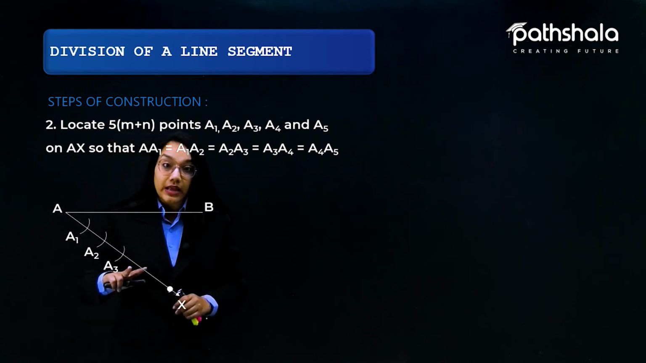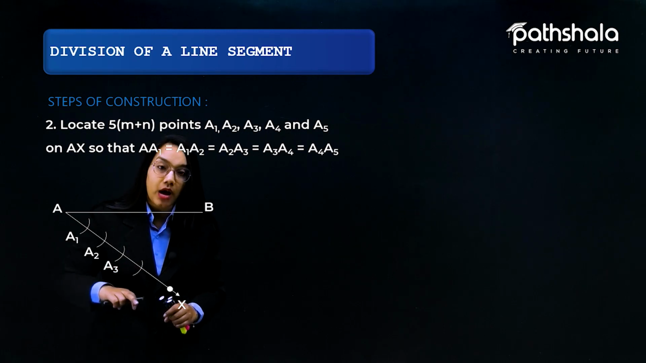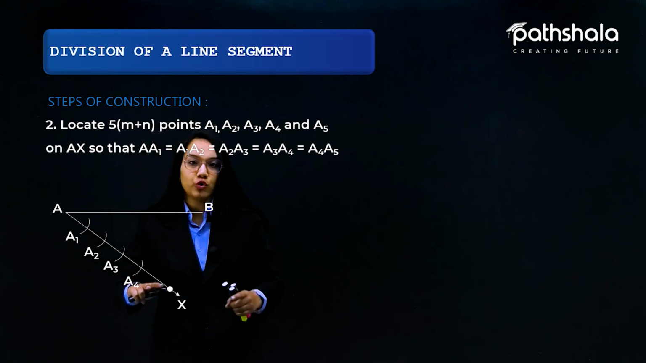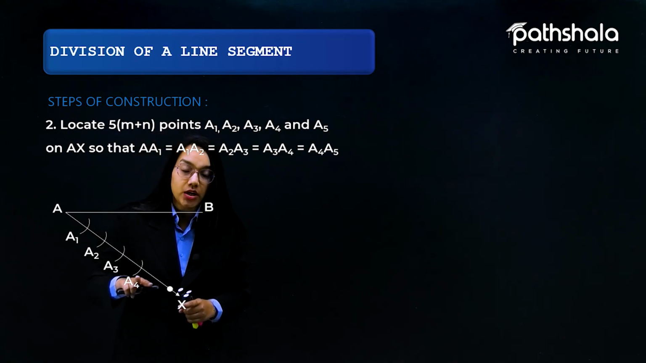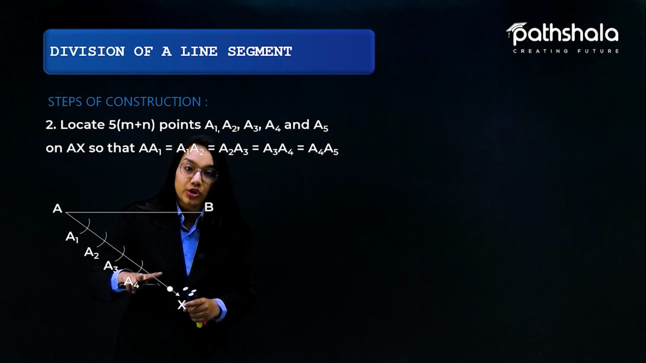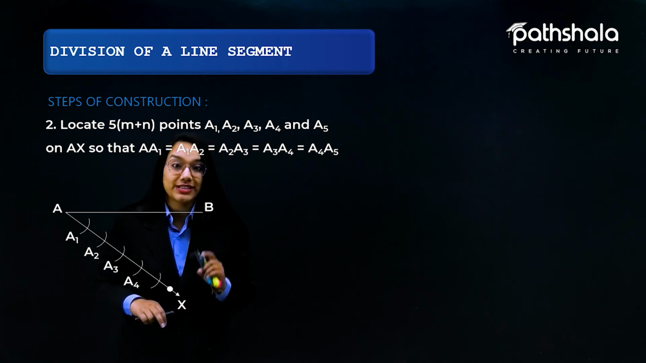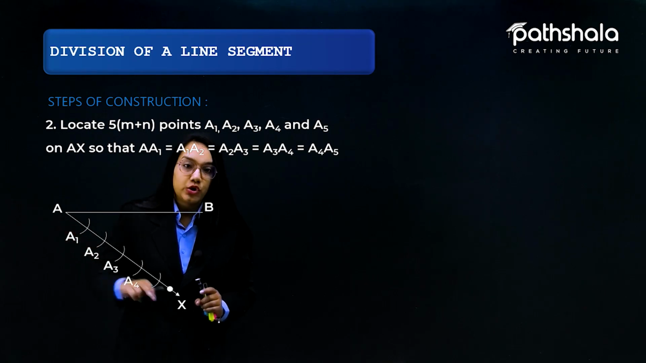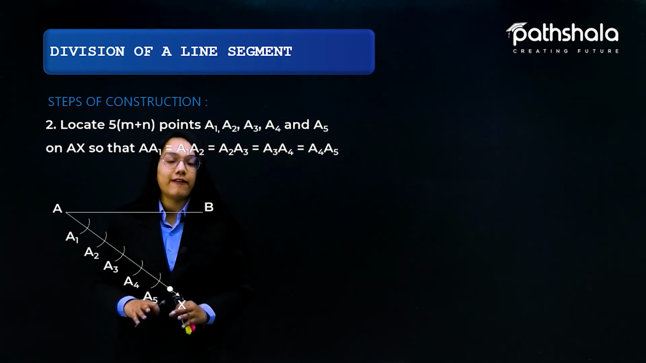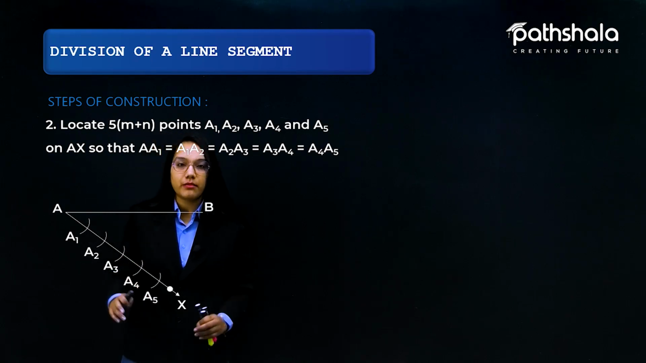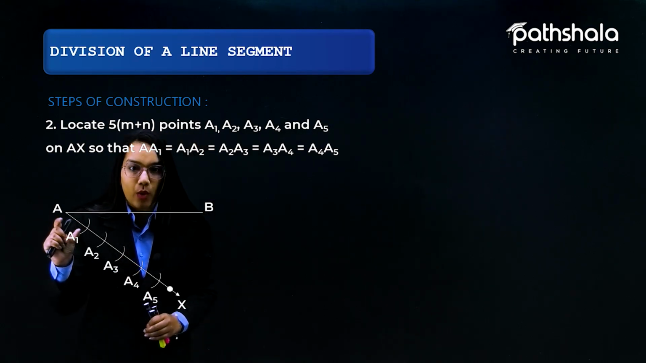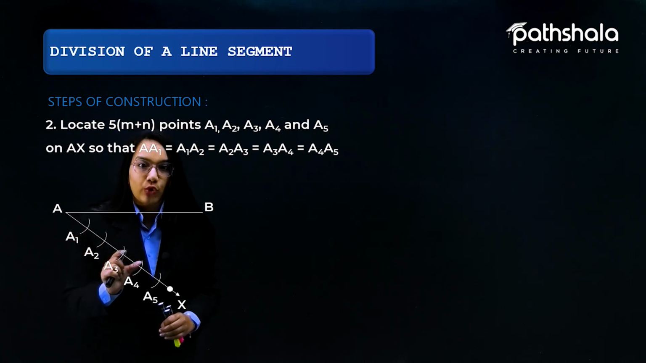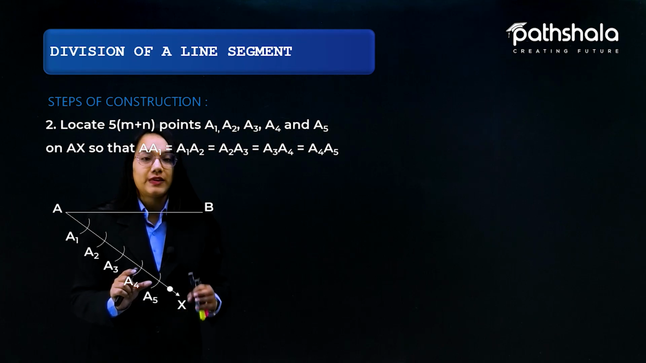Now again taking A3 as a center, mark an arc and call it A4, and let's move on further toward A5, taking A4 as a center. So taking A4 as a center again, using the compass, I'm marking an arc of the same radius that we have taken at the point A. So this arc is called A5, and always remember that this distance A1A2, A2A3, A3A4, A4A5, they are always equal to each other.